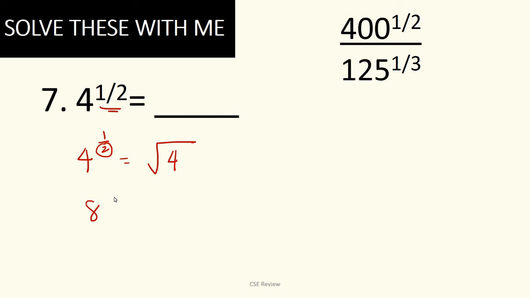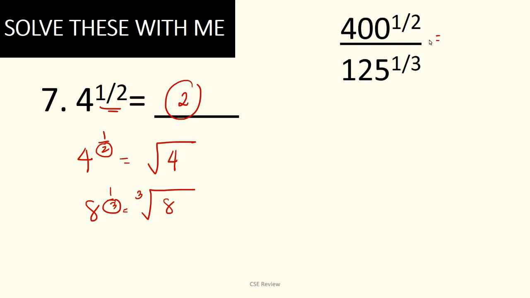Pag kunyari naman, 8 raised to 1 third, that is, following the pattern, cube root of 8. So, ibig sabihin ang 4 raised to 1 half is the square root of 4, which is 2. Okay? So, isasolve natin to using that information. I'm going to ask you to hit pause now. Alright, let's see how you did.